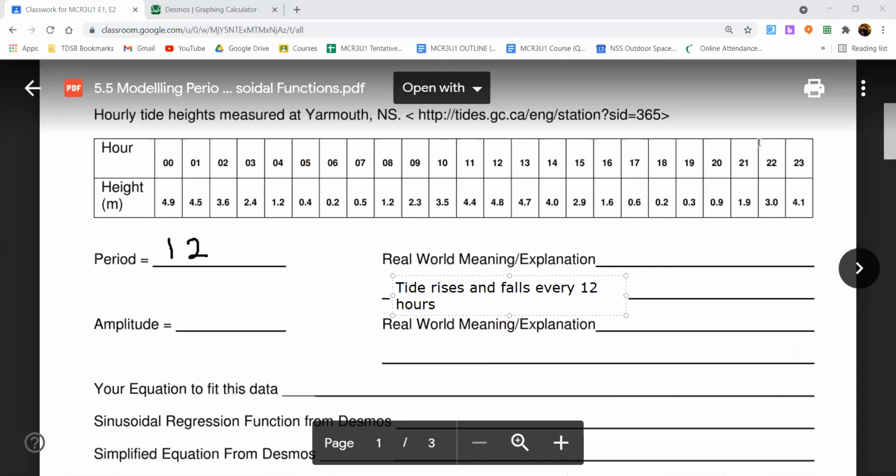It would mean, let me change the color. Okay. The real world meaning of the period 12 for this equation is that the tide will rise and fall every 12 hours. It is one full cycle.